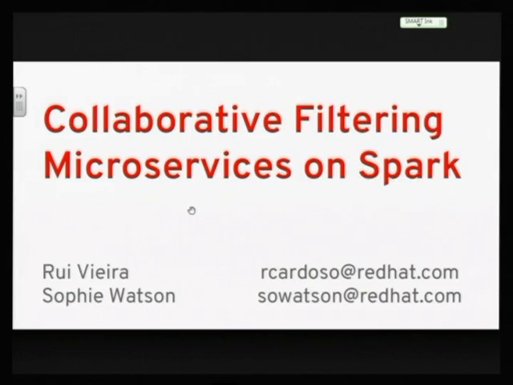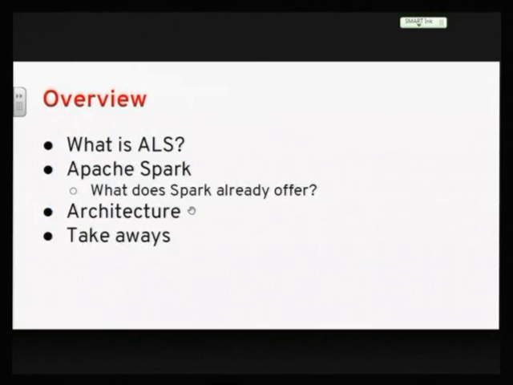Hi everyone. My name is Rui, and I'll be talking today with Sophie Watson a bit about collaborative filtering in general, and specifically how to implement a recommendation engine using a microservice-oriented architecture on top of Apache Spark and OpenShift. So we'll talk a little bit about collaborative filtering. What is collaborative filtering? What is a recommendation engine, basically?